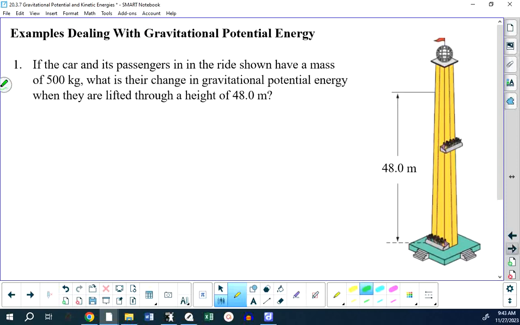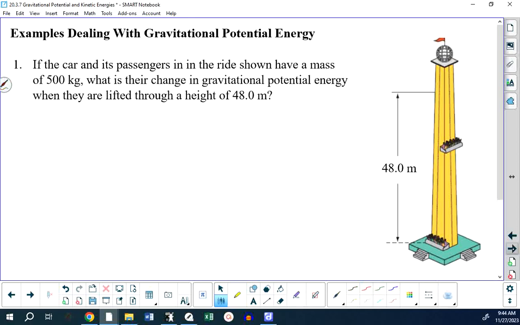We're going to start off by looking at gravitational potential energy, and we're not going to use a formula. Whatever formula you think you know, just forget about it for a second. We've got some kind of a ride where people are in a car and they're raised up to a height, and then it's released and you're in free fall. If the car and the passengers in the ride have a mass of 500 kilograms, what's their change in gravitational potential energy as they are lifted through a height of 48 meters?